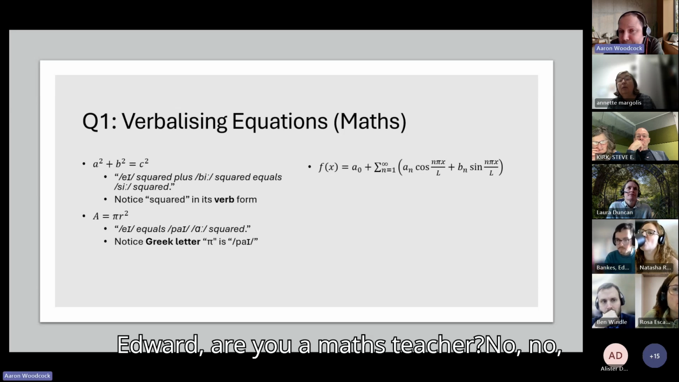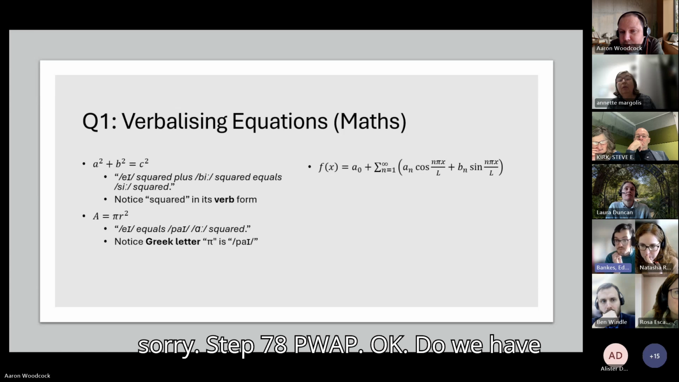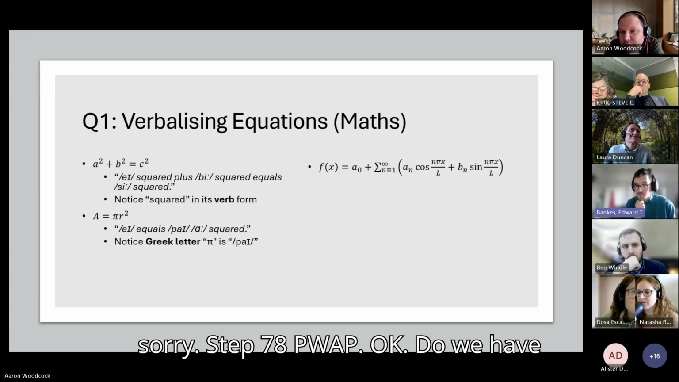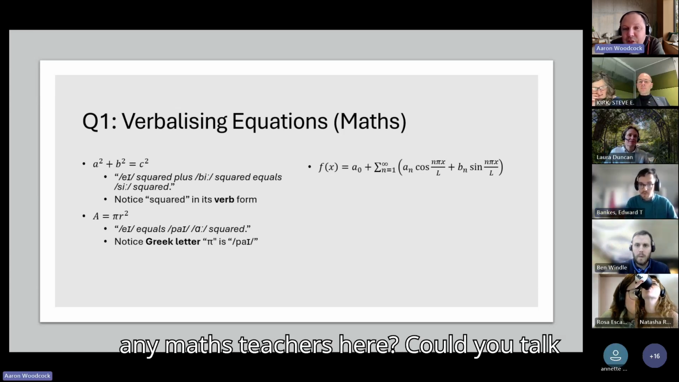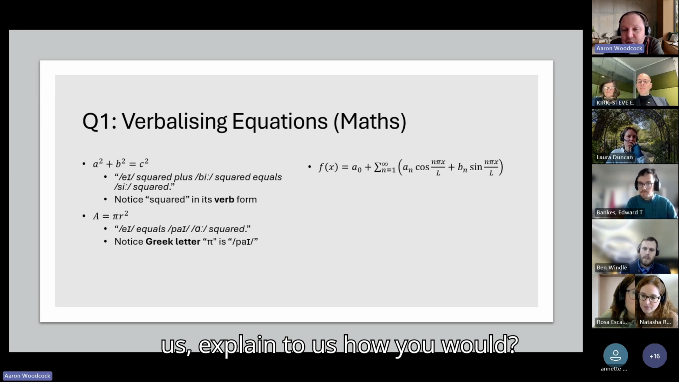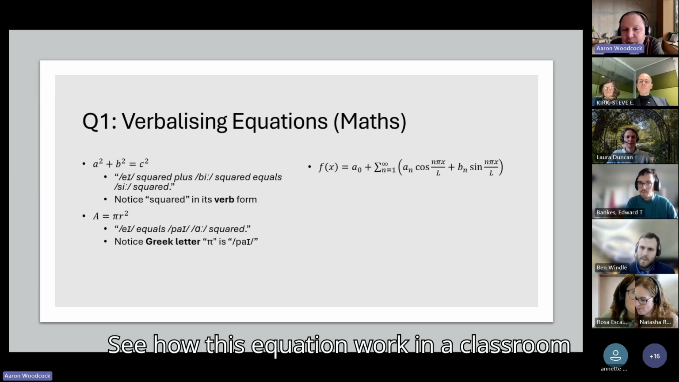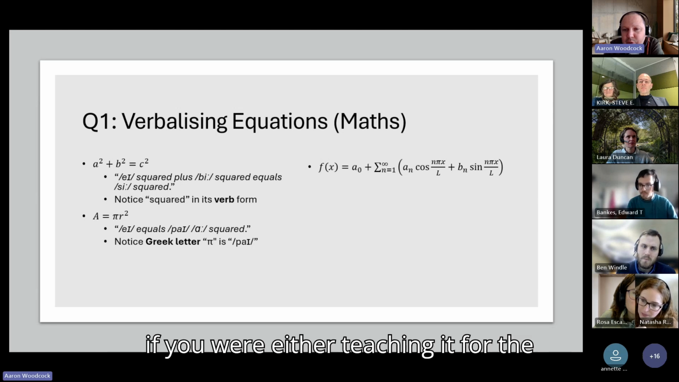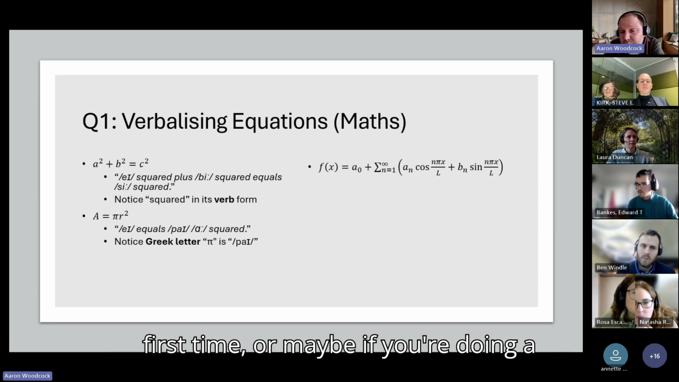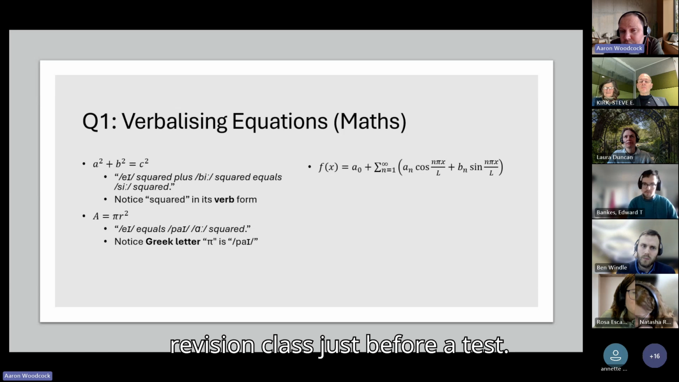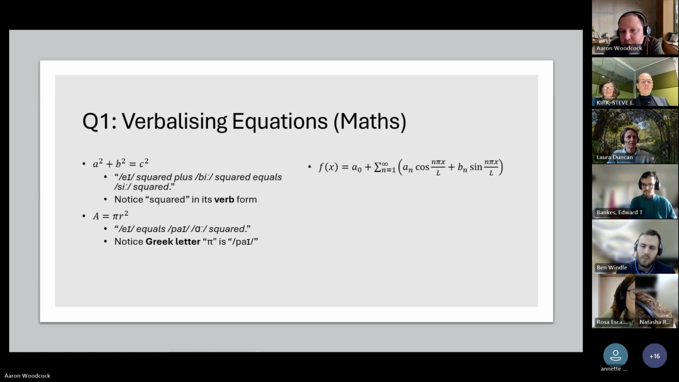Edward, are you a maths teacher? No, so STEM EAP. Okay. Do we have any maths teachers here? Could you explain to us how this equation would work in a classroom if you were either teaching it for the first time, or maybe if you're doing a revision class just before a test? Anyone feeling brave?